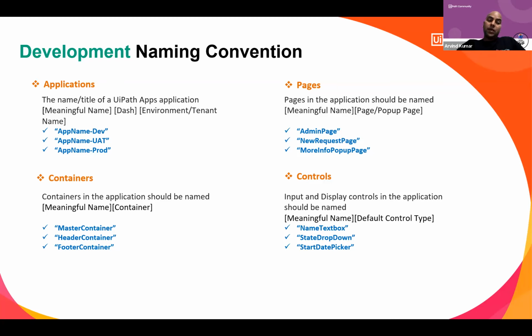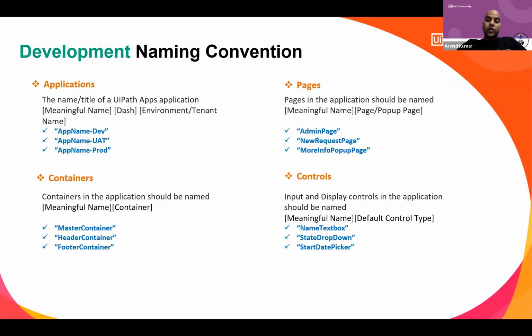So if you have a master container, header container, footer container, you can name them master container, header container, footer container, something like that. Again, it applies to controls. If you have a lot of controls, it could be text box, text area, date and time, drop downs, anything, right?